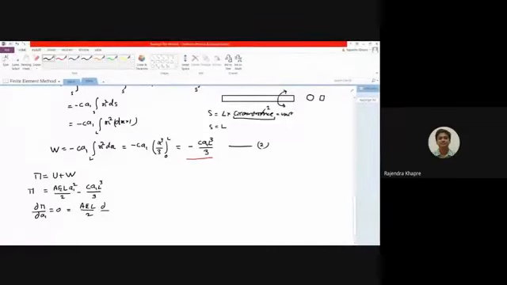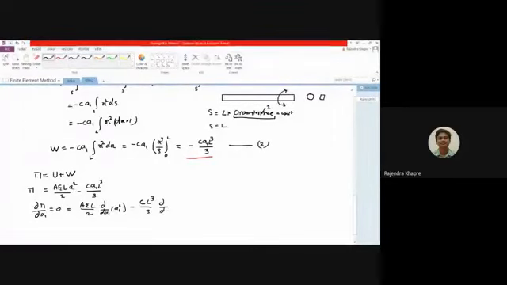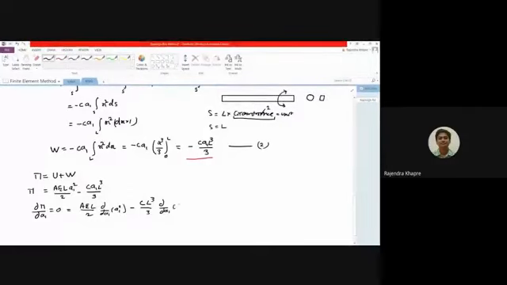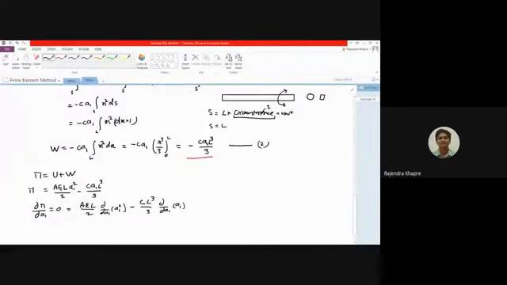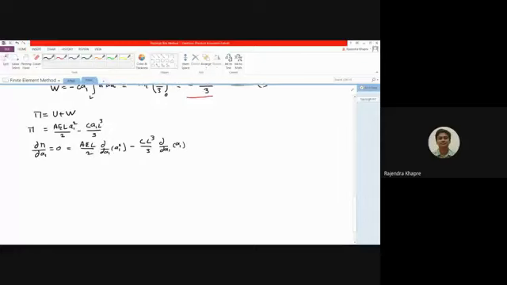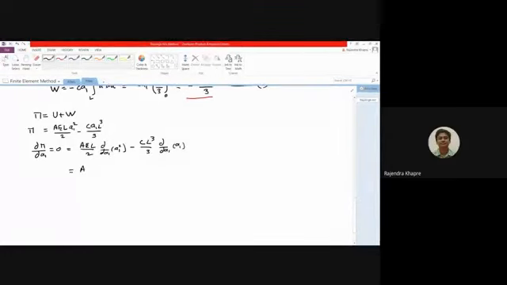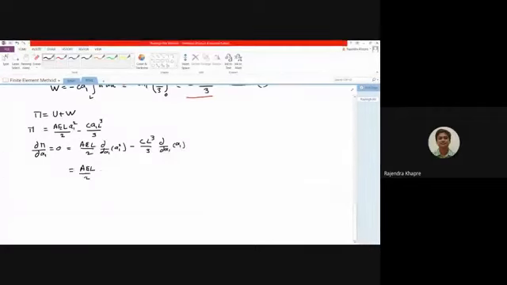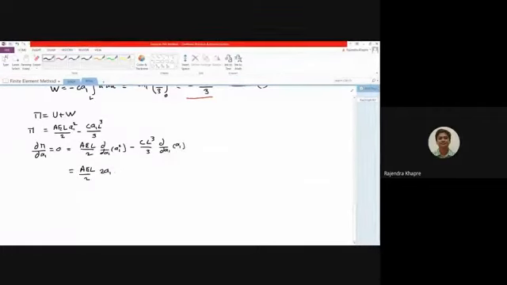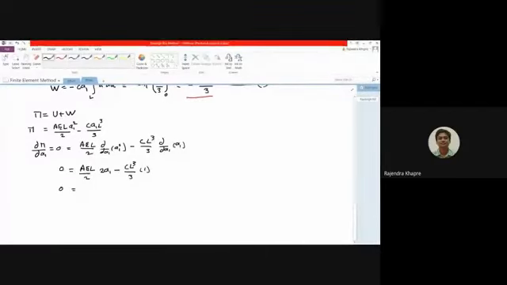This is del by del A1 of A1 square minus C L to the power 3 divided by 3 into del by del A1 of A1. Okay, so if you analyze this, what you are going to get over here is something like A E L upon 2 times 2 A1 minus C L to the power 3 divided by 3, and this will be gone. So this will be treated as unity. Okay, so finally this has to be equated to 0, isn't it?